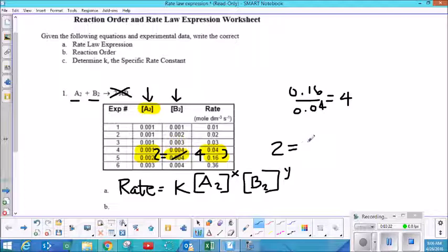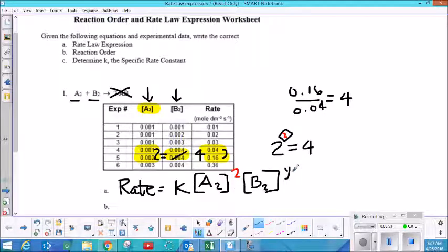2 to some power equals 4. So what exponent would you have to put here in order to have 2 equal 4? And of course the answer to that question is 2. And that is why I'm going to put a 2 in this location. So I put a 2 here. That is the first part of my rate law expression completed.